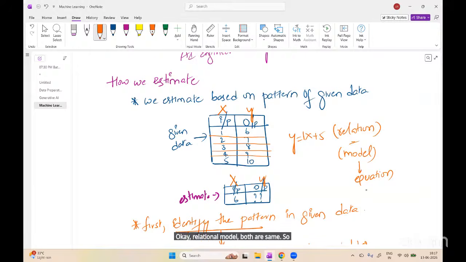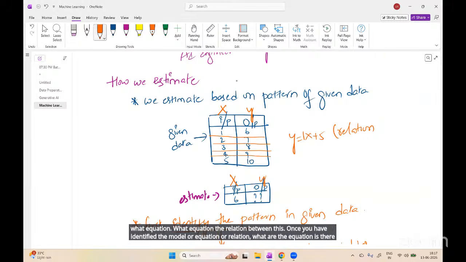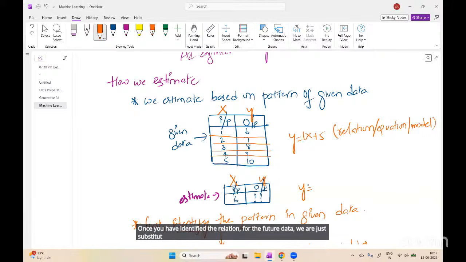So here, identifying the model means identifying the equation, the relation between these. Relation, equation, model, all of them are the same, no difference. Once you have identified the relation, for the future data we just substitute the new X value in this equation. That is 1 into 6 plus 5, which is 11. This is the estimated value. Like this, we are going to estimate.